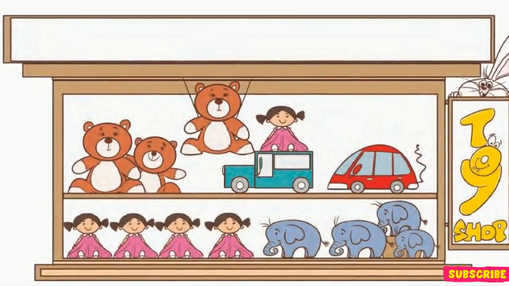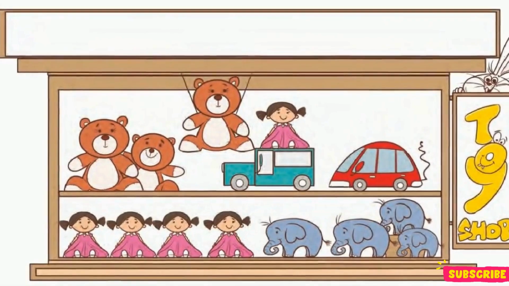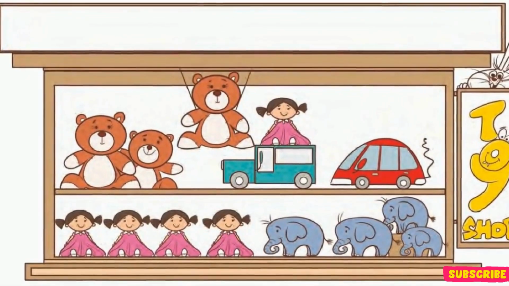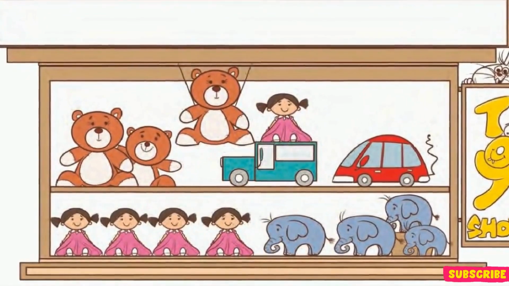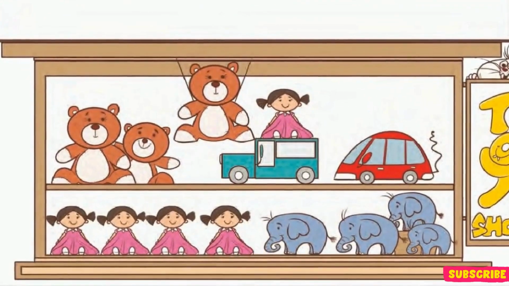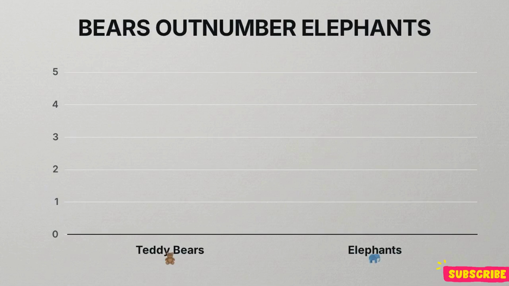The teddy bears, dolls, and cars are scattered without obvious order, a raw data set. To analyze this data, we physically sort the objects. By separating the dolls and the elephants, we create distinct categories that can be counted and compared. Once the groups are sorted, the numbers become clear.